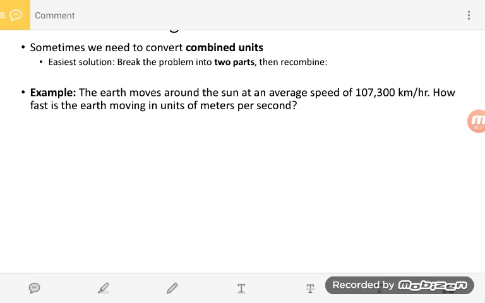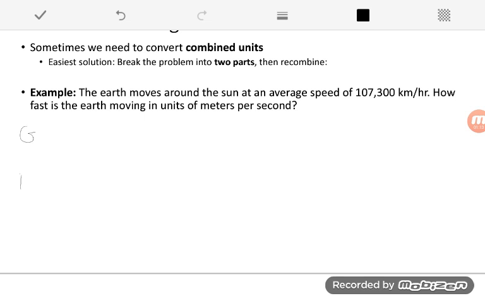So let's look at an example here for speed. The Earth moves around the Sun at an average speed of 107,300 kilometers per hour. How fast is the Earth moving in units of meters per second? So we look at this and we say, okay, let's do my given, find, and connect. I am given a speed of 107,300, and I see that this combined unit really is a fraction, so that's how I'm going to write it, kilometers per hour. And I want to find, my question mark is meters per second.